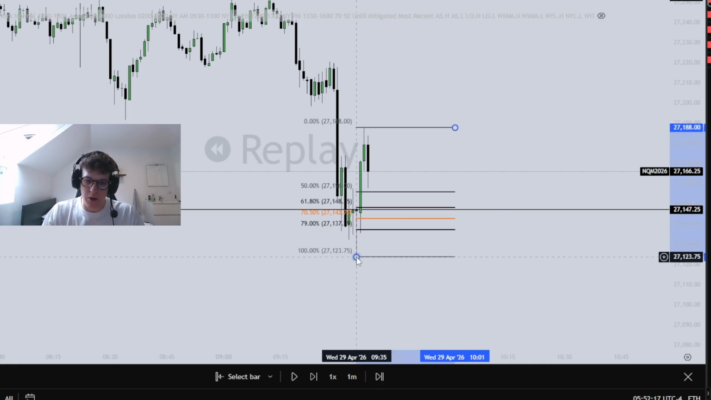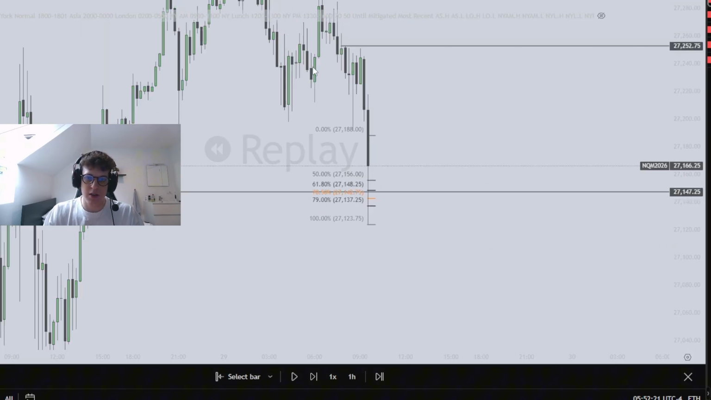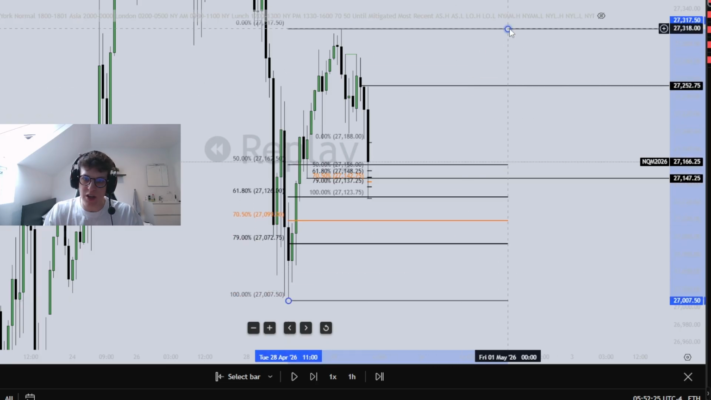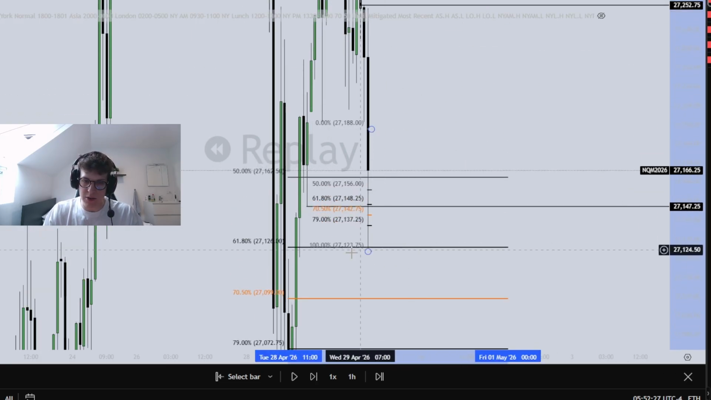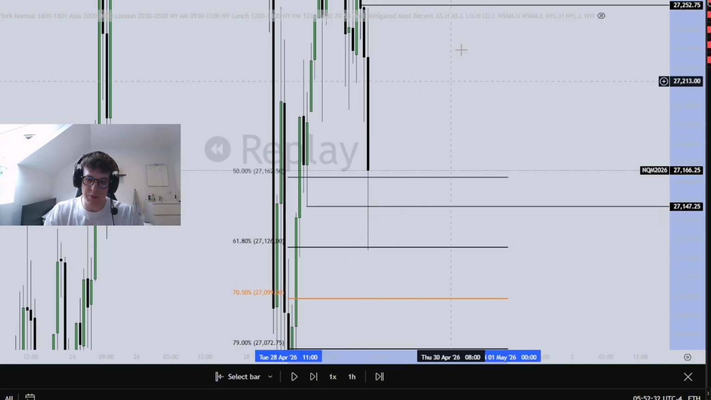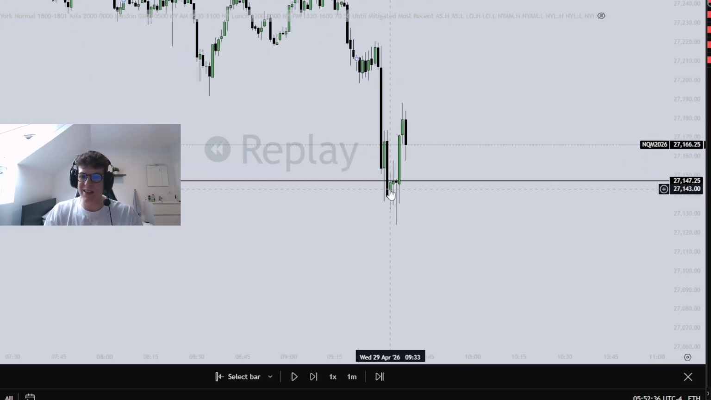So wait, let me go over that again. Okay, so we have a 930 manipulation into the CE of this range, which makes me bullish into the OTE now as well. Wait, let me delete this one for now. Look at that OTE level. Beautiful reaction. Beautiful SMT. And then I was thinking this could be chop.